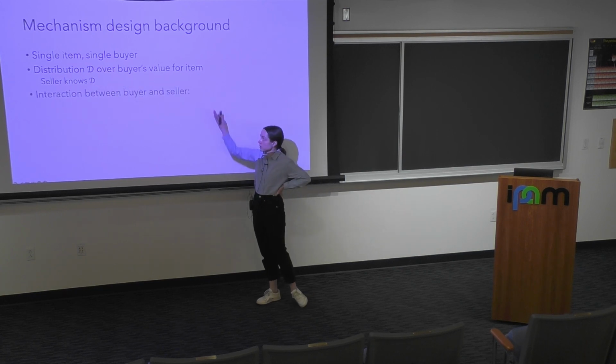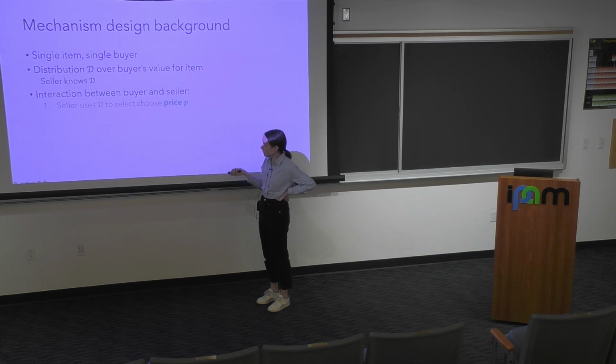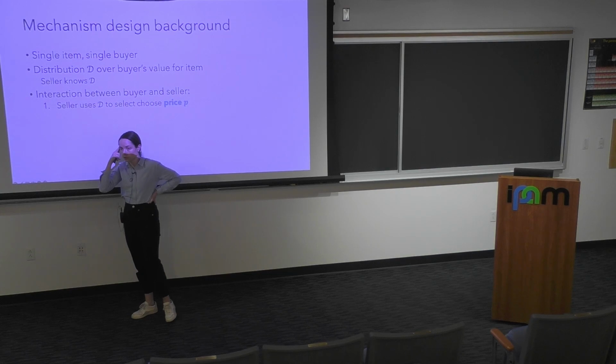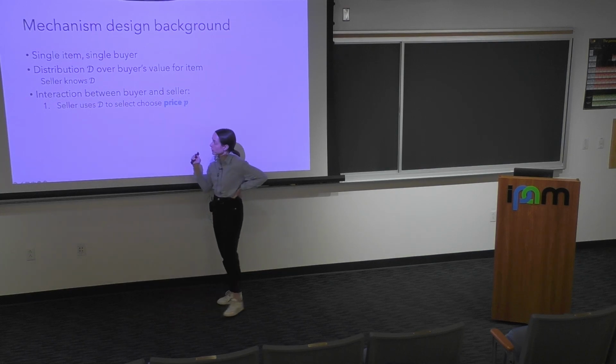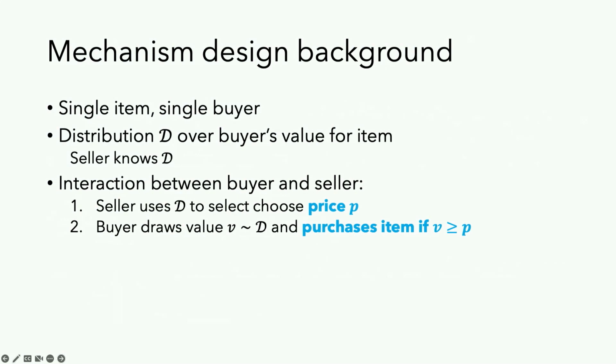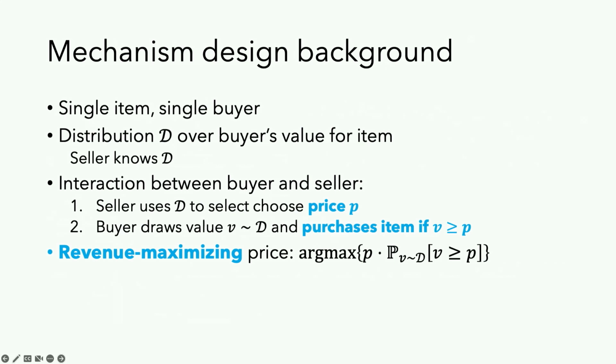And then the interaction between the buyer and seller follows like this. The seller first uses their knowledge of this distribution over my values to select a price, P. And then the buyer draws their value from this distribution over values, and they decide to purchase the item if their value is at least the price. And so from this, you can see that the revenue maximizing price is going to be the one that maximizes the price times the probability that the buyer's value is at least that price.